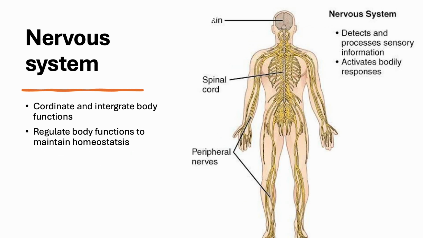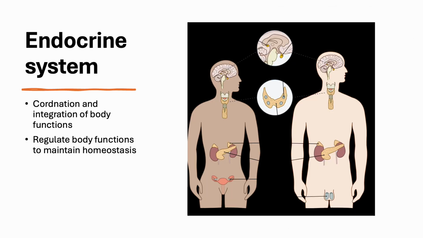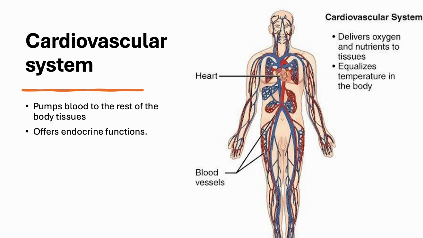The nervous system helps in coordinating and regulating body functions to maintain homeostasis, made up of the peripheral and central nervous system, that is the brain and spinal cord. The endocrine system coordinates and integrates body functions, regulates the body and maintains homeostasis, made up of the adrenal gland, thyroid gland, and all those glands in the human body.